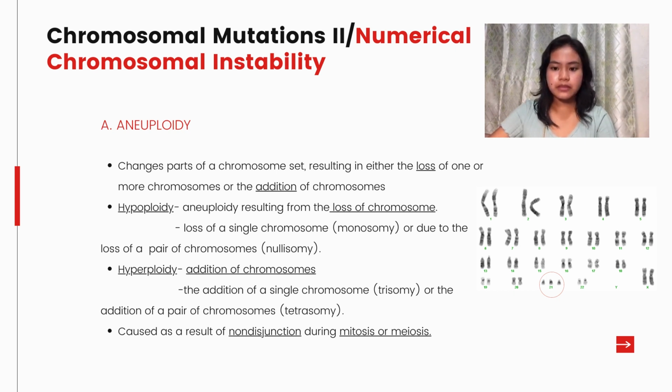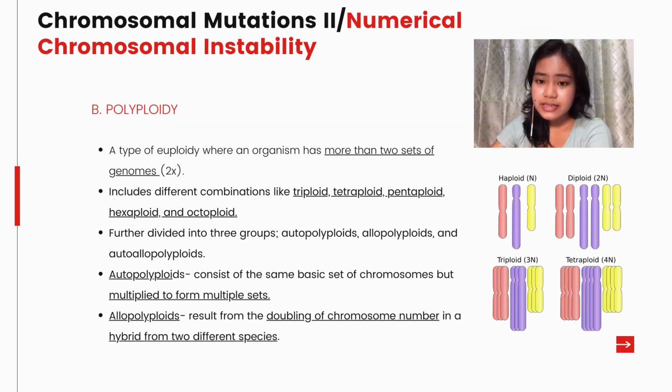Hyperploidy in turn might involve the addition of a single chromosome, then called trisomy, or the addition of a pair of chromosomes, tetrasomy. Aneuploids are caused as a result of non-disjunction, or the failure of separation during mitosis or meiosis. The second category is polyploidy.